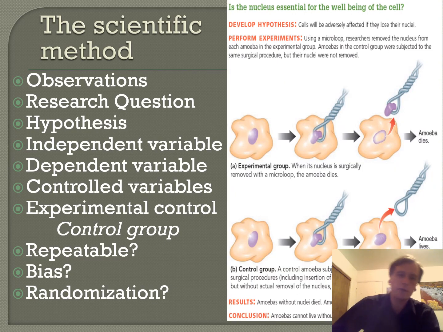Chapter 1, A View of Life. We're going to start with the scientific method, which actually comes towards the end of the chapter. Make sure you pay attention to the reading assignments. You don't have to read quite all of the chapter. I tried to cut down on that for you. So this is towards the end. The scientific method.